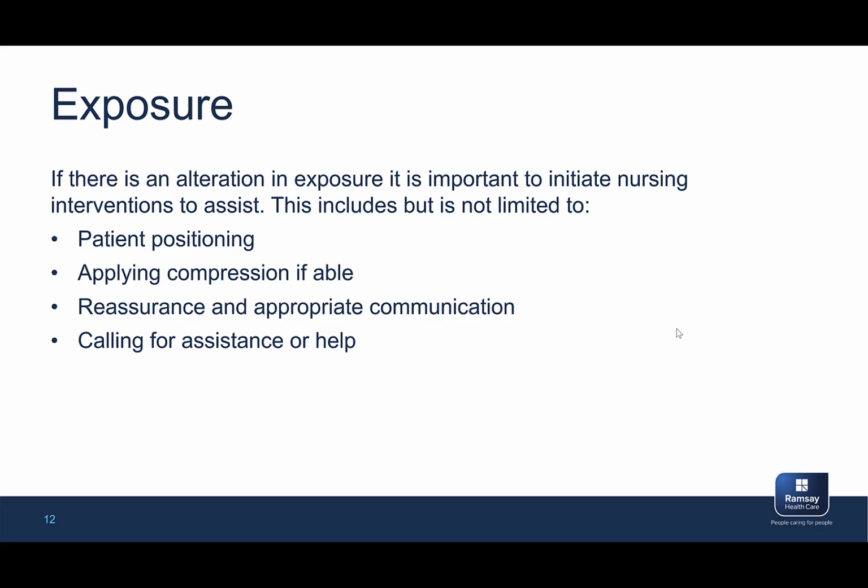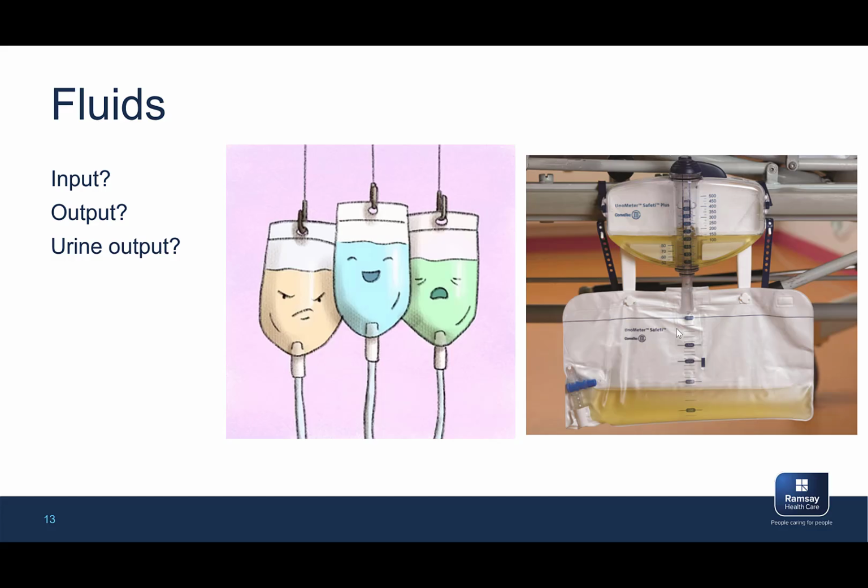If there is an alteration in exposure, it is important to initiate nursing interventions to assist. Again, this includes, but is not limited to, patient positioning. If they're bleeding, how can we minimize gravity causing too much bleeding? Applying compression if applicable and if able. Of course, reassurance and again, appropriate therapeutic communication and calling for assistance or help.